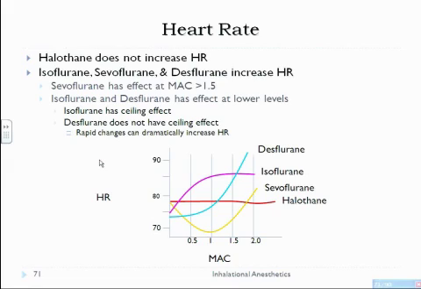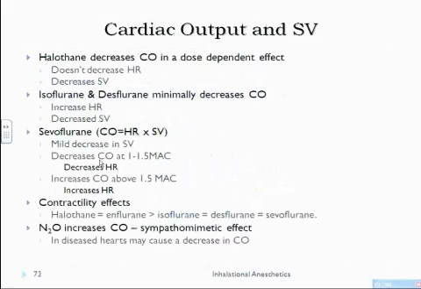So the different agents have to be considered for different things. Cardiac output and stroke volume. Halothane decreases cardiac output in a dose-dependent fashion, but it doesn't affect the heart rate, which is bad, and it does decrease the stroke volume, and that significantly drops your cardiac output.